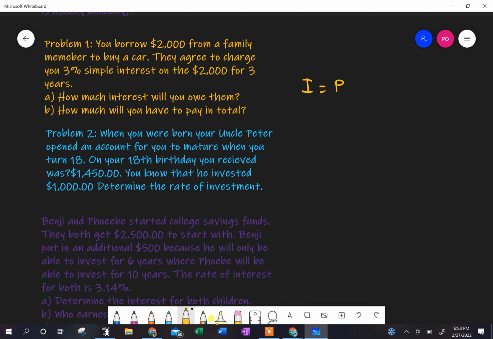So interest equals principal times rate times time. The amount that I borrowed was $2,000. That's my principal. The rate was 3%. Now here's the deal. 3% is really 3 over 100, which is really 0.03. So I'm going to write down 0.03, and I'm investing it for 3 years, so that's it.